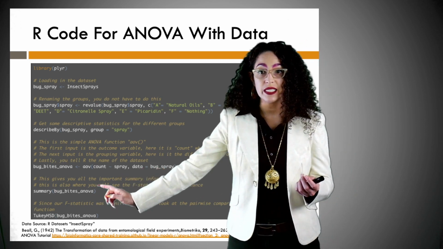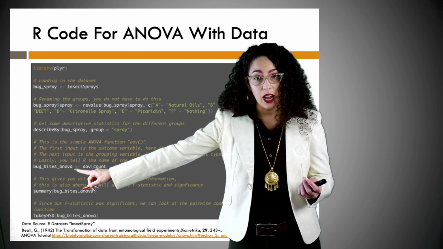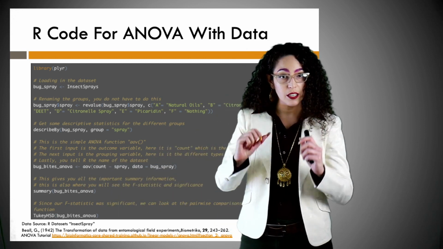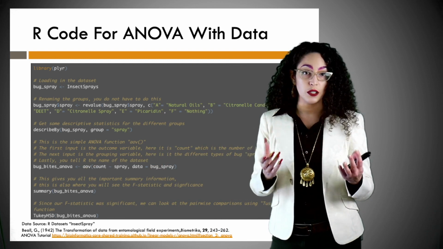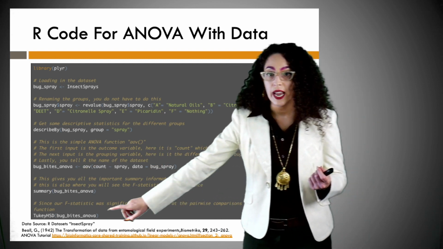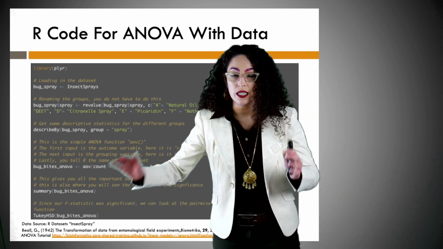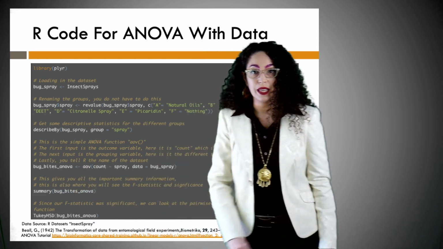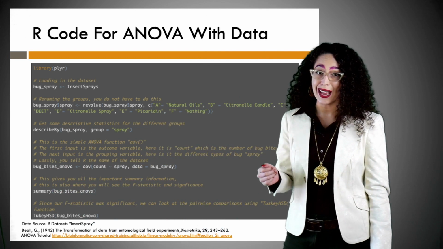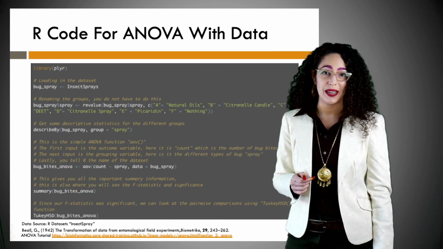Now you ask for the summary of this object, and it will give you that ANOVA table that we looked at. And if you have a significant F-test, then you can do the pairwise comparisons, and you just say TukeyHSD, parentheses, the object that we made from our ANOVA. And that's all you gotta do. It's a lot quicker and easier technically than doing it by hand.